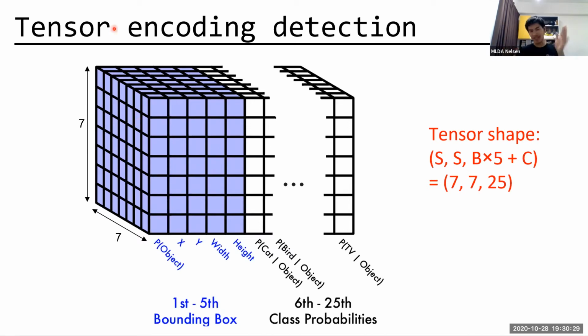So this is what we see. We can see there is a 7 by 7 tensor. Let's say this is the width and this is the height. Then what is the depth of the tensor? The depth of the tensor we can see here is equal to 25.